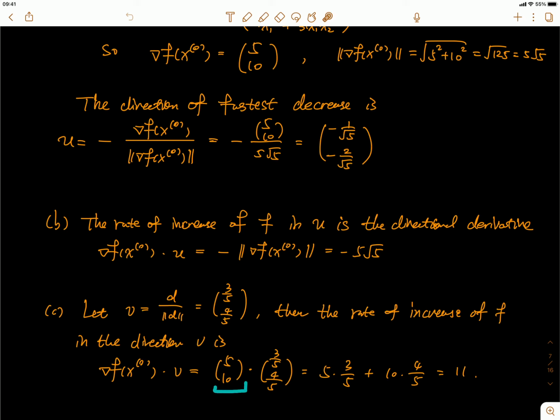We'll have this, our gradient of f, which is (5, 10), and this v is what we just computed here, so eventually you get 11.